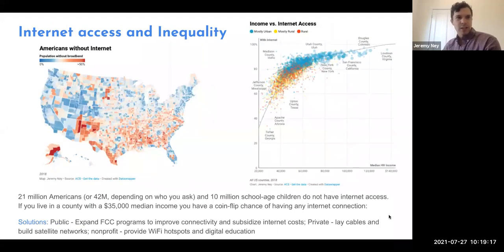Internet access and inequality. This is one that has become very near and dear to my heart. According to the FCC, 21 million Americans and 10 million school-age children do not have access to the internet. Some estimates actually put that number closer to 42 million because of the way that the FCC measures some of these regions.